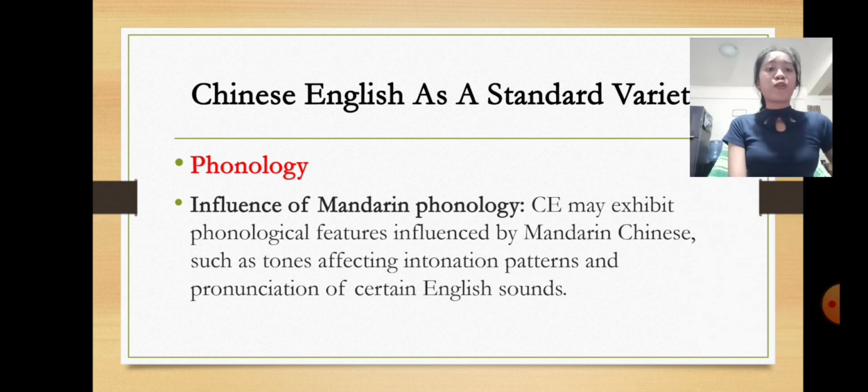Influence of Mandarin phonology. Chinese English may exhibit phonological features influenced by Mandarin Chinese, such as tones affecting intonation patterns and pronunciations of certain English sounds. For example, in Chinese English, Mandarin's influence on phonology is evident in the pronunciation of the English R sound, which may be pronounced with a slight retroflexion akin to Mandarin pronunciations, affecting words like rat or rabbit.